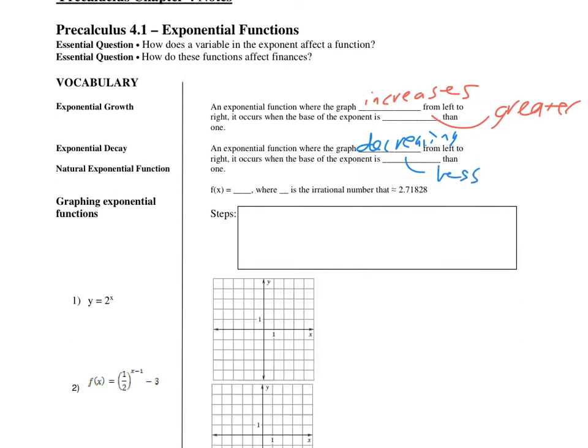And then last we have our natural exponential function, which is defined right here. This one is f of x equals e to the x, where e is the irrational number that is about 2.718.